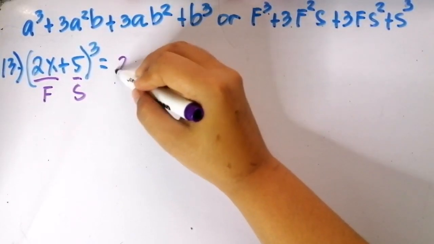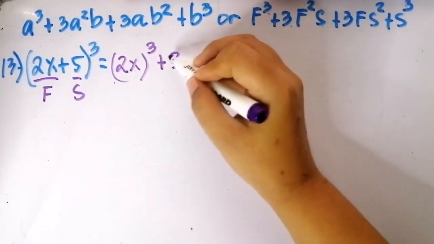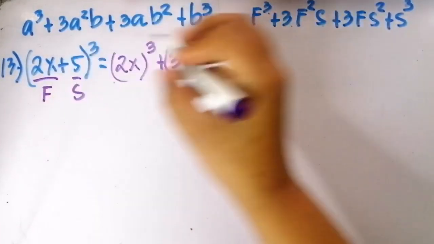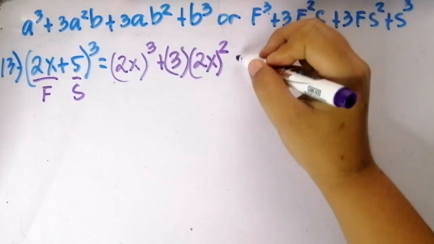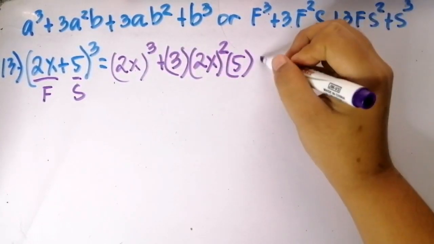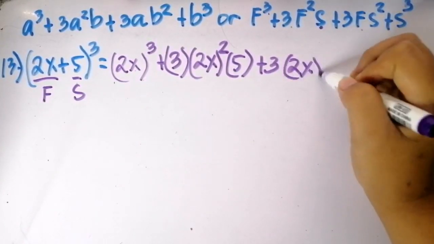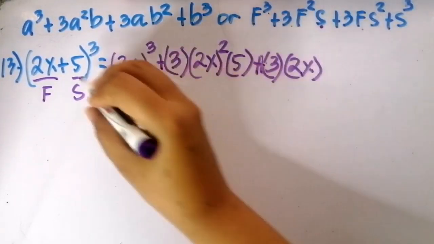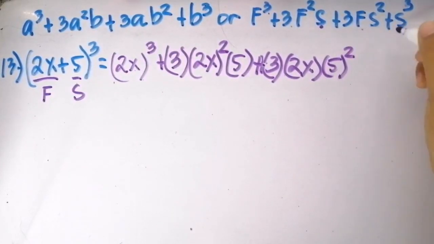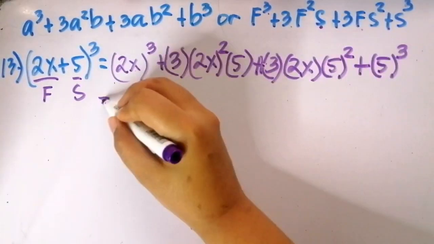That is 2x raised to 3 plus 3 times first term 2x squared times second term 5 plus 3 times first term, that is 2x times second term squared, that is 5 squared, plus second term cubed, so that is 5 raised to 3. Then simplify.